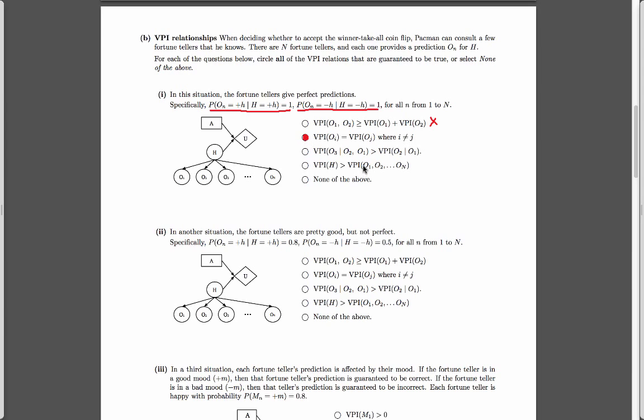Okay, now moving on to this third case. So here we actually know exactly what these values are. So if we know one fortune teller, O1, we know what that fortune teller gives, then we know exactly what H is. So O2 doesn't give us any additional information about how to increase our utility. Therefore, VPI of O2 given O1 is equal to 0. And for the same reasons, VPI of O3 given both O2 and O1 also doesn't give us any additional information.